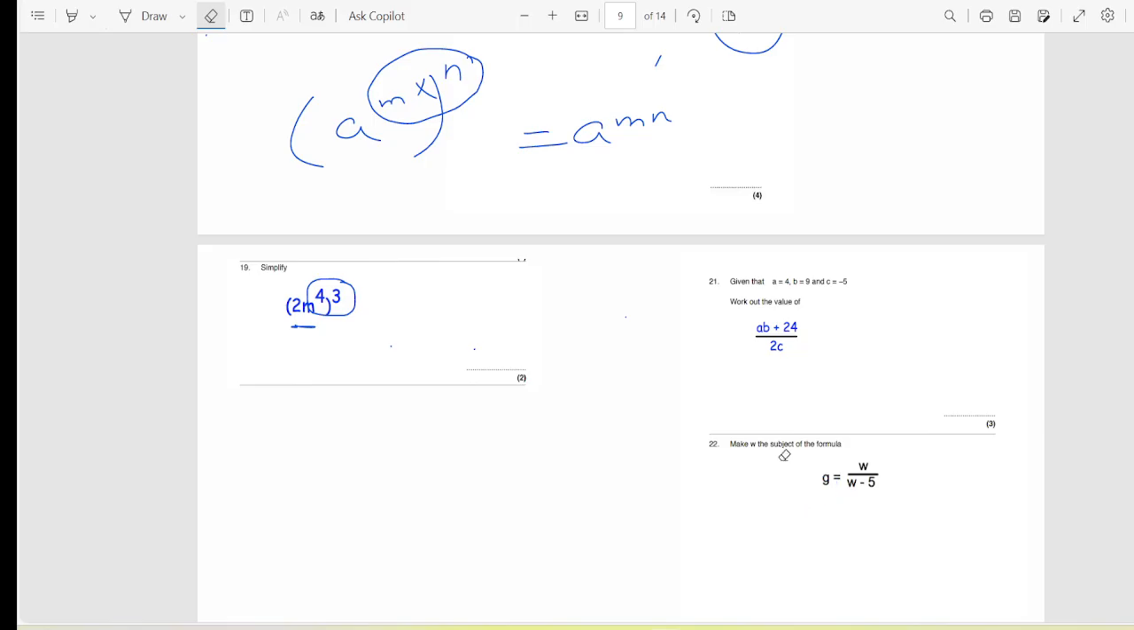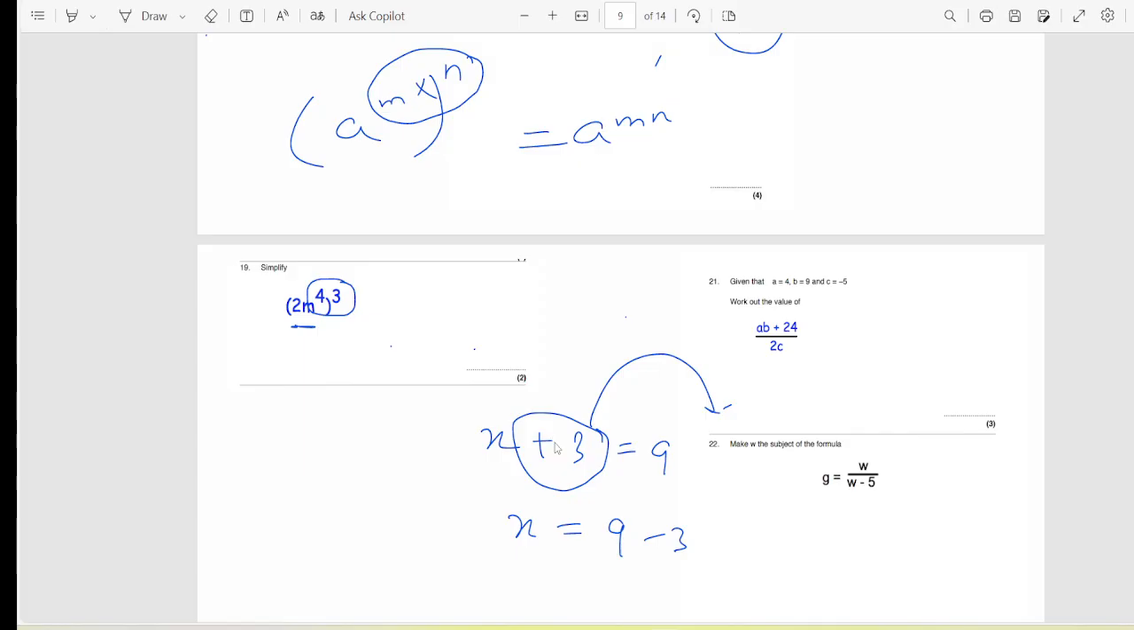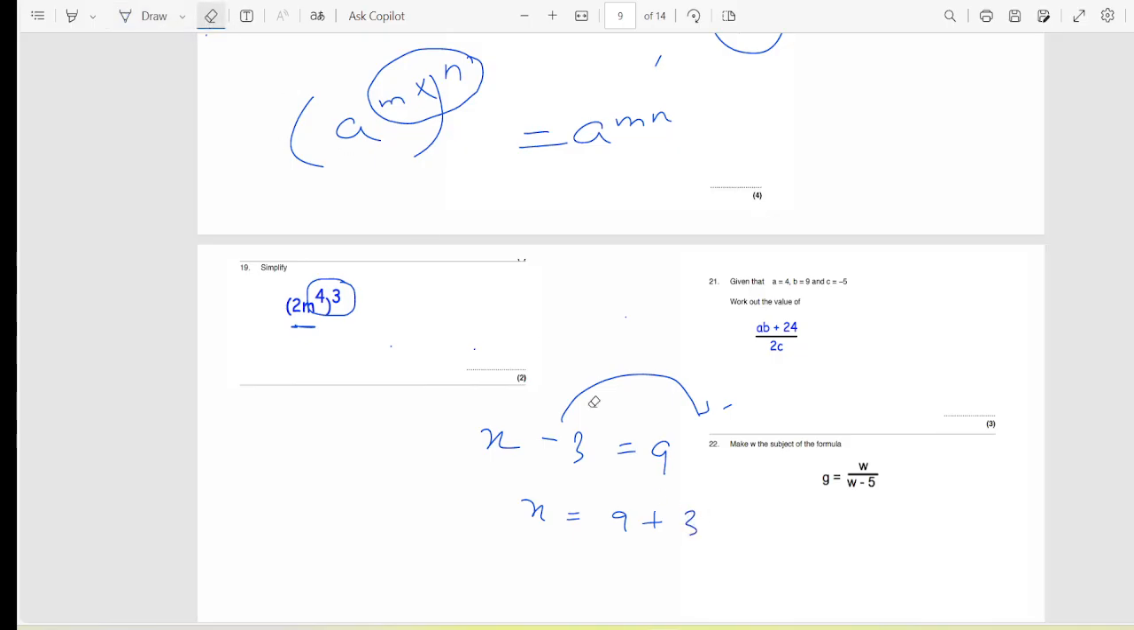For rearranging terms, we know that if we move a term, let's suppose x plus 3 is equal to 9. So this plus 3, as it moves to the other side, becomes minus 3, right? Similarly, if there is a minus 3, as it moves to the other side, it becomes plus 3, right?